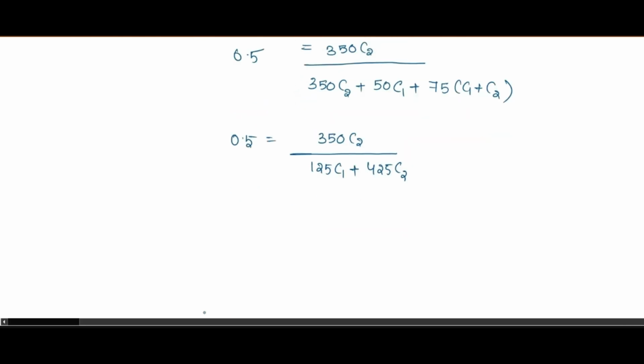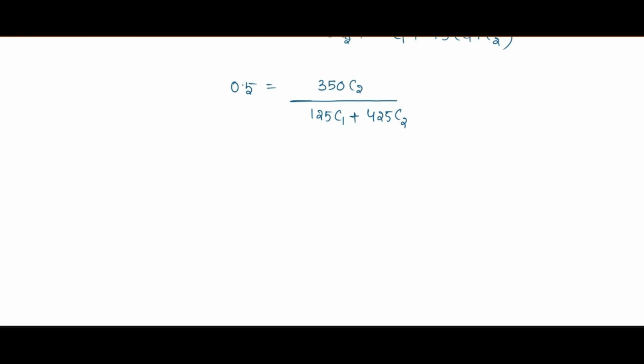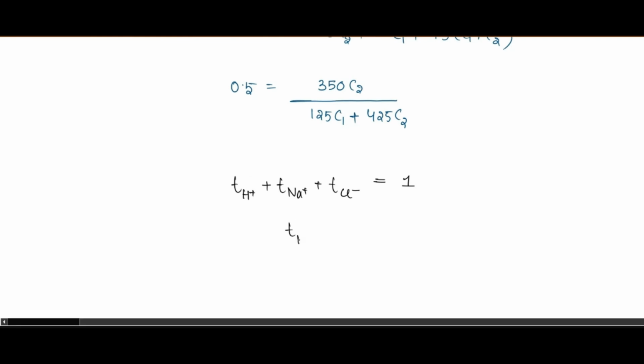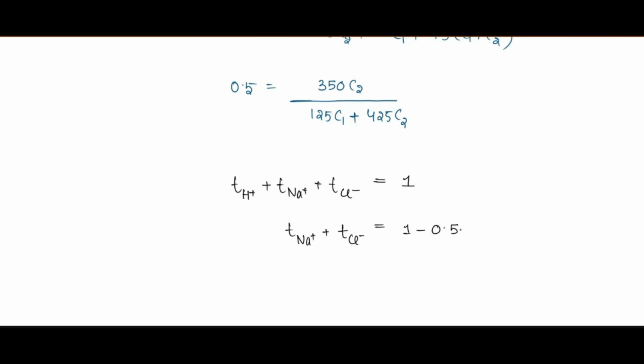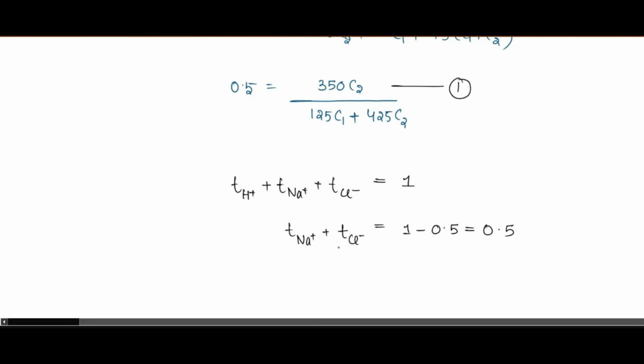ഇനി ട്രാൻസ്പോർട്ട് നമ്പേഴ്സിന്റെ ഒരു പ്രോപ്പർട്ടി എന്താണെന്ന് ചോദിച്ചാൽ, I have a solution where I have H plus, I have Na plus, and I have Cl minus. Okay, so my sum of the transport numbers will be equal to 1 always. ഇത് എപ്പോഴും 1 ആയിരിക്കും. അപ്പൊ എനിക്ക് ഓൾറെഡി അറിയാവുന്നത് H plusന്റെ മാത്രമാണ്. So the transport number of Na plus plus the transport number of Cl minus എന്ന് പറയുന്നത് 1 minus 0.5 ആയിരിക്കും, which is also going to be 0.5. അപ്പൊ ഞാൻ ഇതിനെ 1 എന്ന് ലേബിൾ ചെയ്യാൻ പോവാണ്. ഓക്കെ, അപ്പോ transport number of Na plus ഉം transport number of Cl minus ഉം കൂടെ ചേരുമ്പോൾ എനിക്ക് 0.5 കിട്ടും. ശരിയല്ലേ?